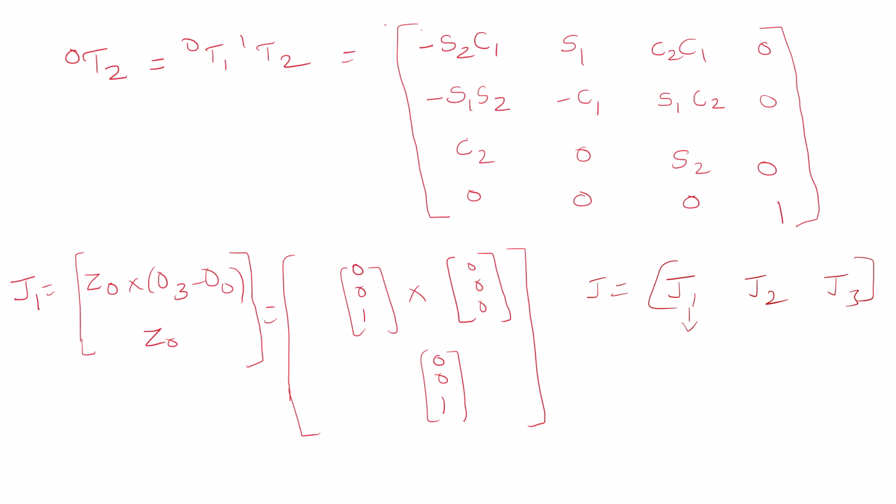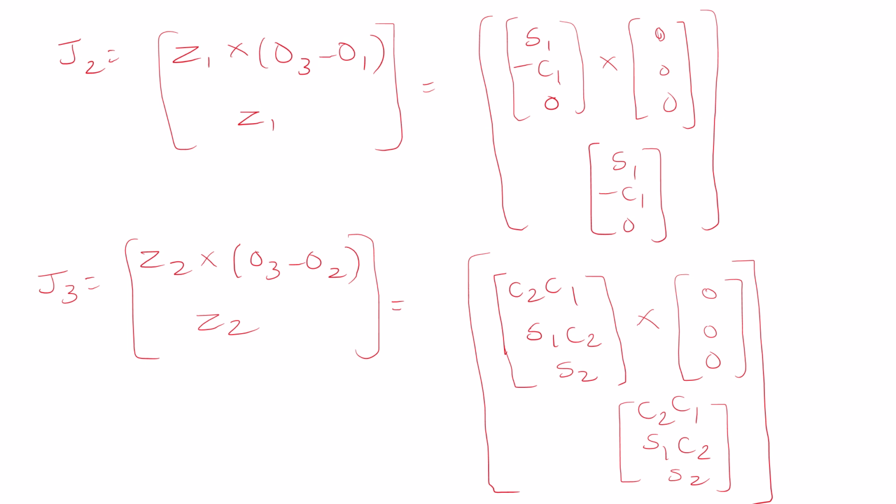As I have discussed in earlier examples also, Z0 is always 0, 0, 1 and O0 is 0, 0, 0. And what is O3 here? We get it from the positional vector of the transformation matrix T3 to 0. Then you just have to take the cross product. In this case, the cross product is all 0 here. So we will get J1 as 0, 0, 0 and 0, 0, 1.